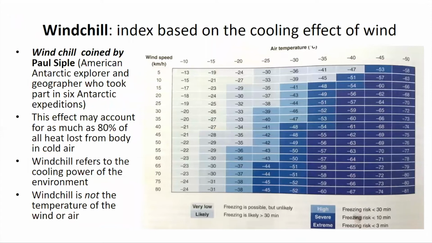So the wind chill is an index based on the speed of the wind and air temperature, and it was coined by an American Antarctic explorer named Paul Sipple. And the wind chill refers to the cooling power of the environment. The wind chill is not the temperature of the wind or air. It combines both the ambient temperature and the wind speed, or the ability of convection and conduction to reduce your body heat.